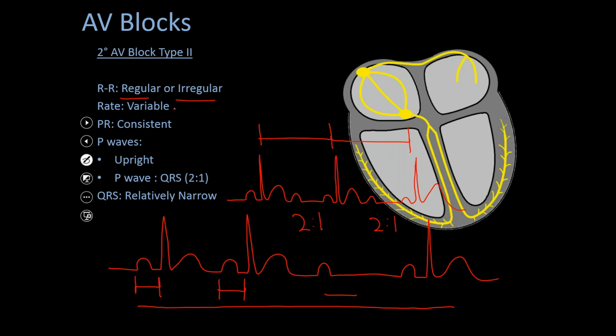And the rate could be variable depending on how fast the SA node is pacing and what the conduction ratio is that the AV node is blocking. PR is consistent. Like we just said, the PR does not lengthen prior to the block. P waves are upright. Ratio of P waves to QRS complexes is at least 2-to-1. Just like here, we showed you 2 P waves for every 1 QRS complex.